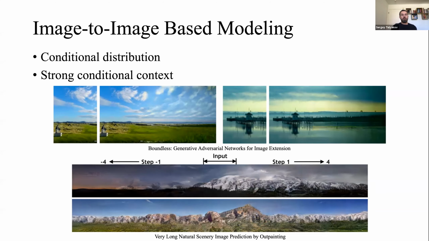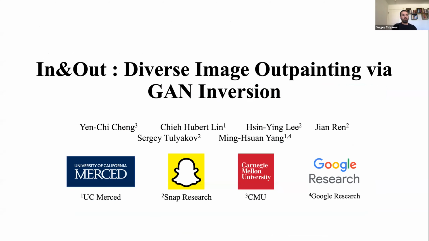And here comes the first work that I wanted to talk about today. Maybe some of you had an In-N-Out for lunch. So in and out actually here means that we perform outpainting, which is out, with inversion, which is in, and so therefore we do in and out. And in this work, we focus on diverse image outpainting.